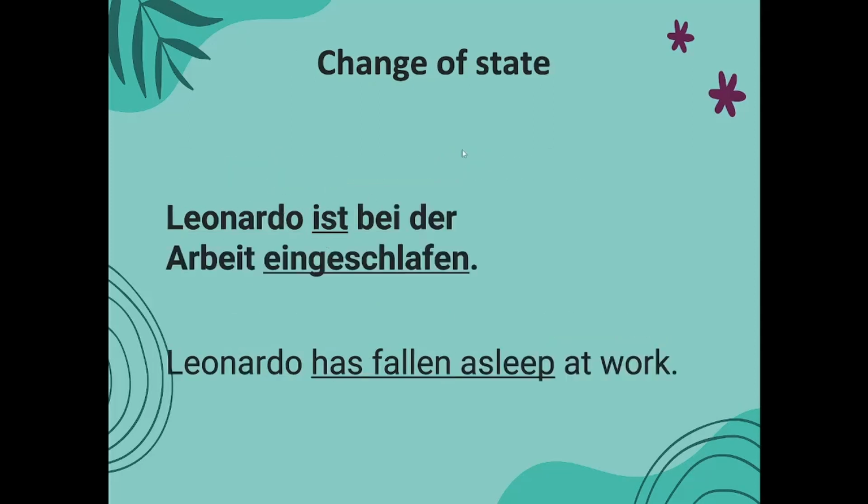Okay. Change of state. Leonardo ist bei der Arbeit eingeschlafen. So sleeping. Whenever sleeping, there is no change of location, but there is a change of state. So you have to use the SEIN verb. The SEIN verb got conjugated. Leonardo is a person's name, a male name, so we will be using ist. Schlafen got changed to geschlafen.